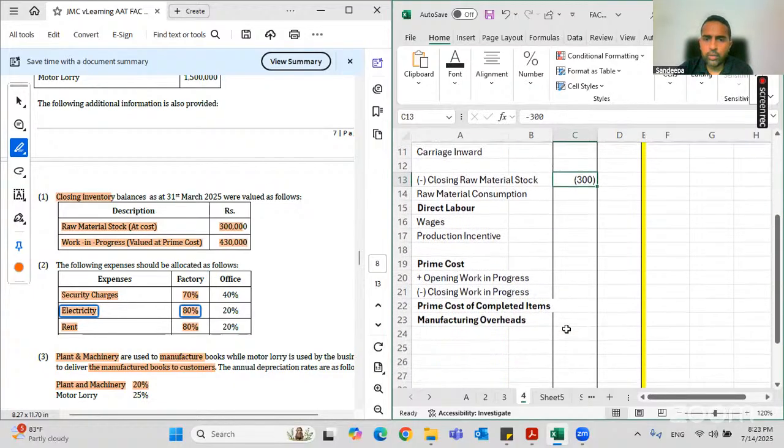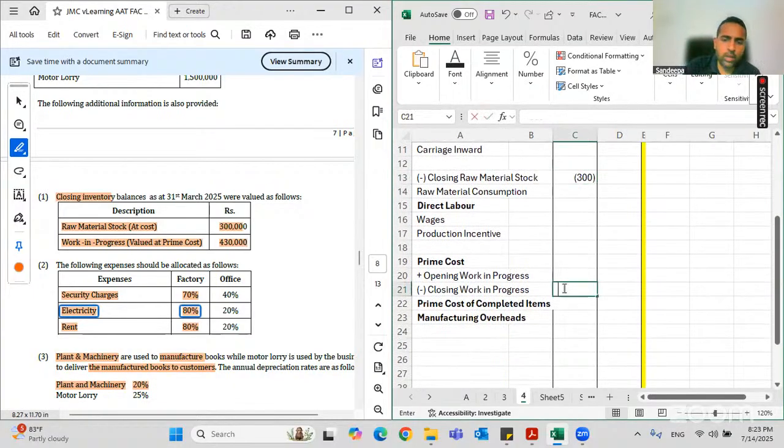Work in progress. So the closing work in progress, once again, we need to deduct. Why are we deducting that? Because it's not completed yet. Manufacturing account calculates the cost of completed items. Work in progress will be completed in the next year. Closing work in progress.